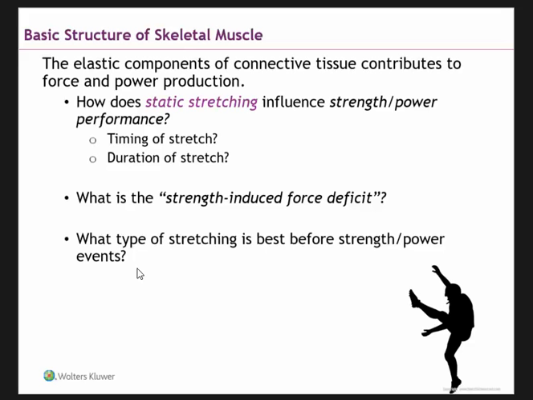So let's talk about timing of stretch. An optimal static stretch per muscle area is about 30 seconds or less. So optimal timing of stretch, 30 seconds or less, is beneficial for injury prevention and improved performance. So if we keep our stretch under 30 seconds, we're going to be okay for performing strength and power.